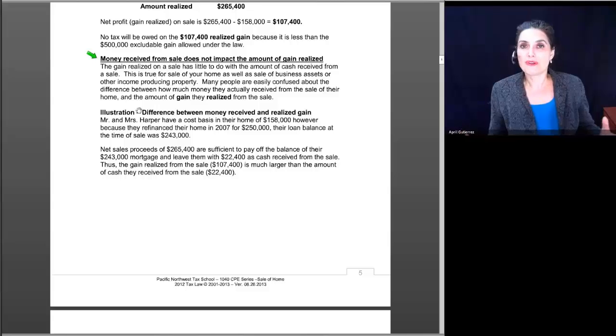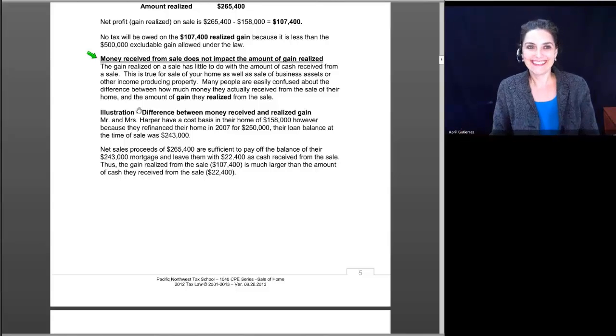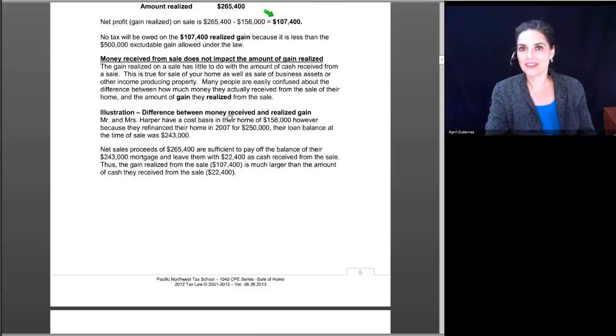And that was what they thought their profit was, that they'd have to pay their tax on. But that's not actually how it works at all. You can see here that in this situation, we've arrived at a profit of $107,400. But how much cash do they actually walk away from the sale with? So here we have an illustration of how that works.